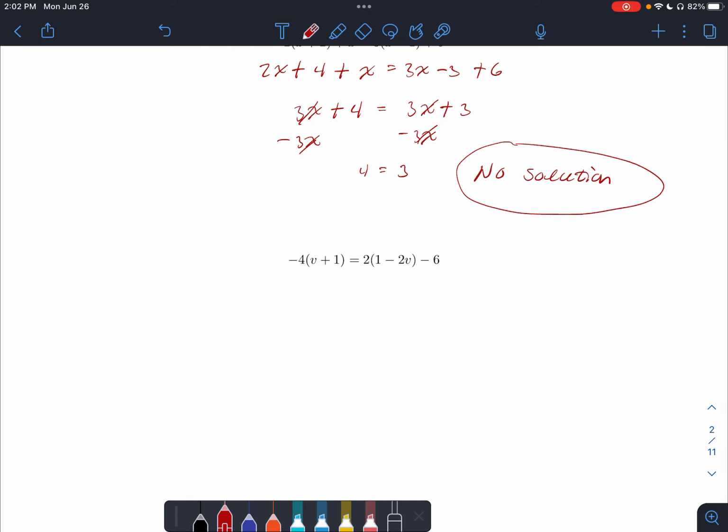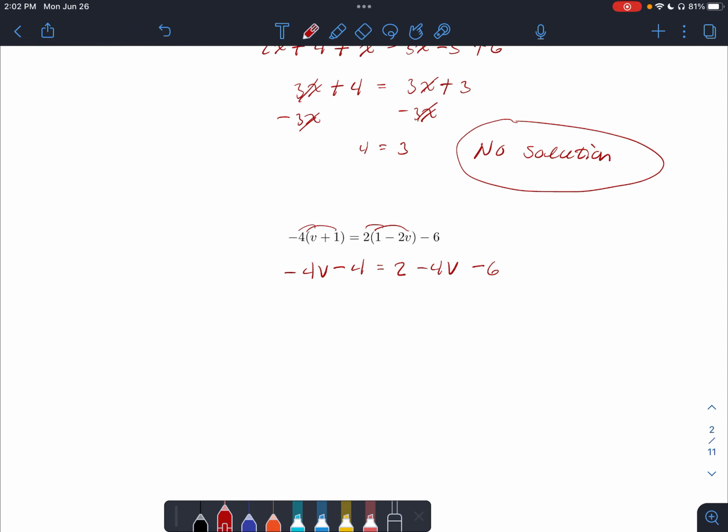All right, so here we have negative 4 times (v plus 1) is equal to 2 times (1 minus 2v) minus 6. So let's distribute the negative 4 and the 2. So we'll have negative 4v minus 4 is equal to 2 minus 4v minus 6.